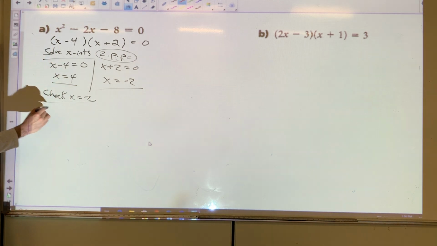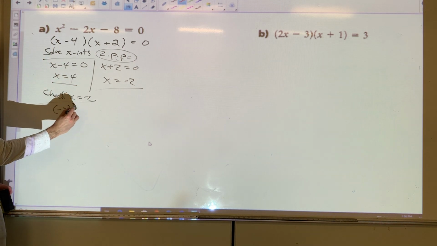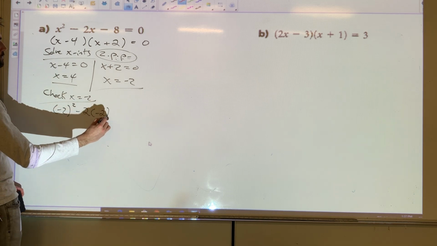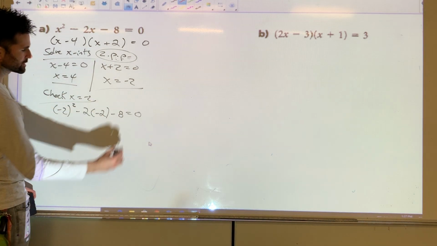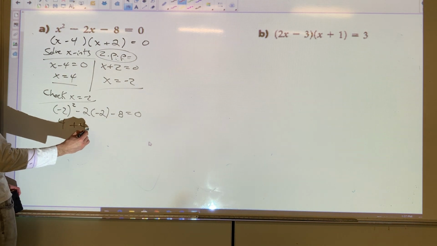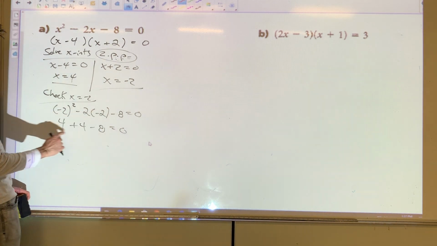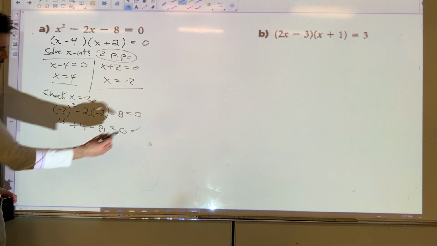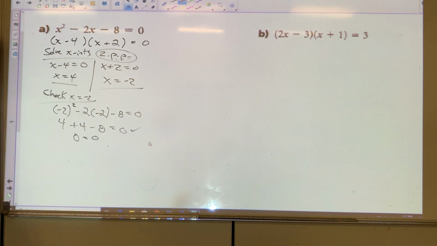So you go back to the original equation. You can plug in -2 and see if it equals 0. So let's see, you get 4, you get 4, and then you got to subtract 8. So 4 plus 4 minus 8 is 0. Yep. So 0 equals 0. Done. You don't have to do this, right? It's just an option. If you're not sure about your answer, I suppose, you can do it.